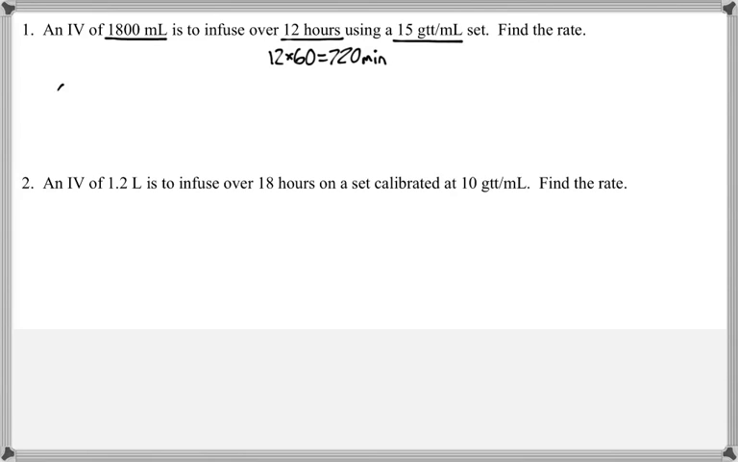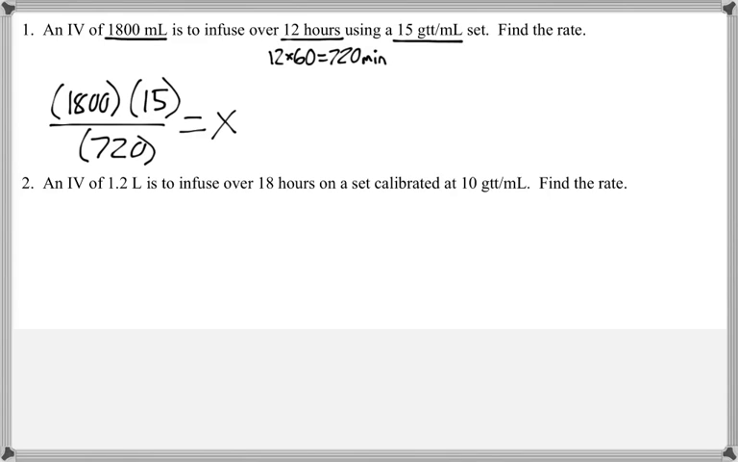So my formula is going to be 1800 times 15 divided by 720. 1800 times 15 divided by 720, and this is equal to my rate. So my rate is 37.5, but again, I always want to round this to the nearest whole number, and it's 38 GTT per minute.